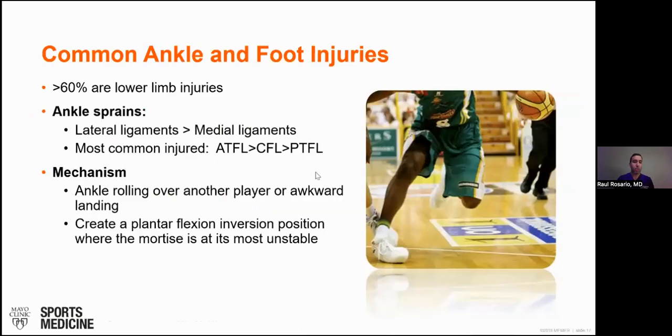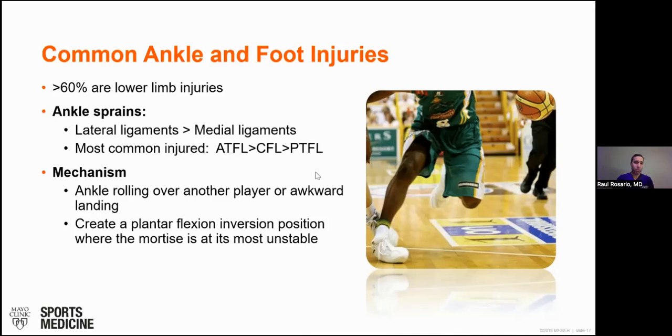And one of the most common injuries is esguince de tobillo, right? Ankle sprains. Esguince de tobillo is in Spanish. The most common ligament that gets affected is the lateral ligaments, definitely more than medial, because the mechanism of injury is more common, the inversion injury that you can see in there in the picture. The most common ligament that gets injured is the ATFL, then followed by CFL, and then PTFL. Usually when you have PTFL, you have all three.